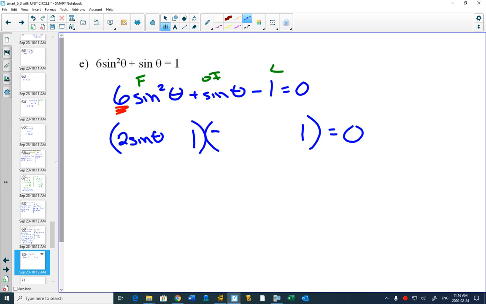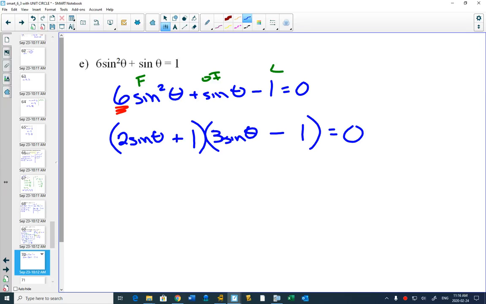This is going to be 2 sine theta and 3 sine theta because that makes 6. This makes 1. I need a plus 1 in the end, so my inside makes plus 3, my outside minus 2. That'll work to get plus 1 in the end. What you really need to do after you factor something is multiply it out in your head to double check to see if it worked.